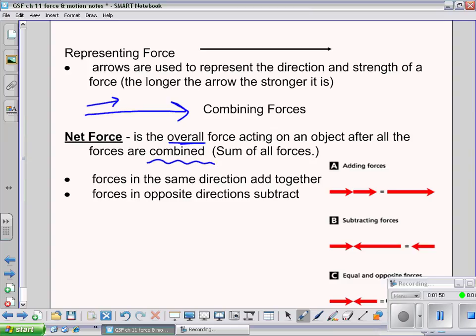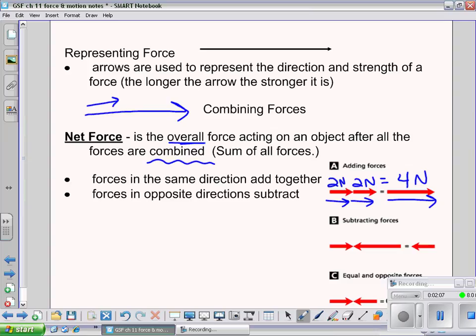So some forces might be together, like if you're a running back and you're pushing on a blocker, the two of you added together, you might say you have a force of 2 newtons and they're pushing on you with 2 newtons, so that equals a 4 Newton force in that direction.